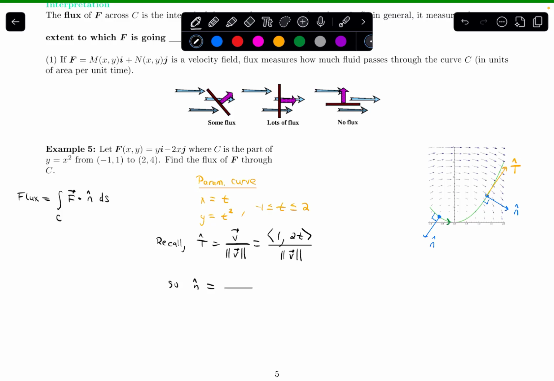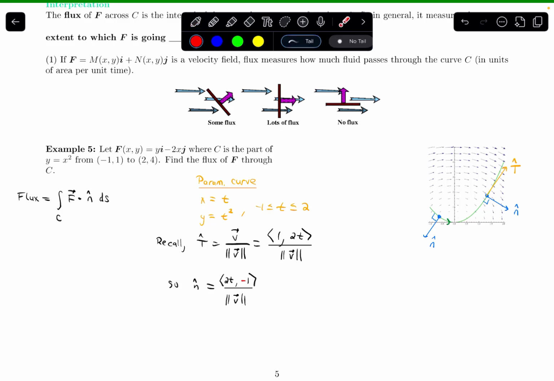This already has the correct length, length 1. So I'm going to leave this constant on the denominator as it is, the length of that velocity vector. And I'm going to change the order of these two terms on top. So I'll put the 2t first and the 1 second. And what I'm going to do is put a negative in front of the 1.